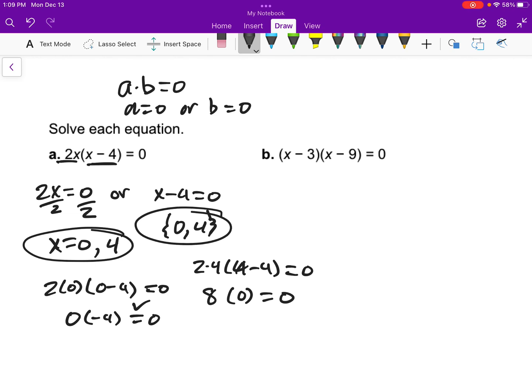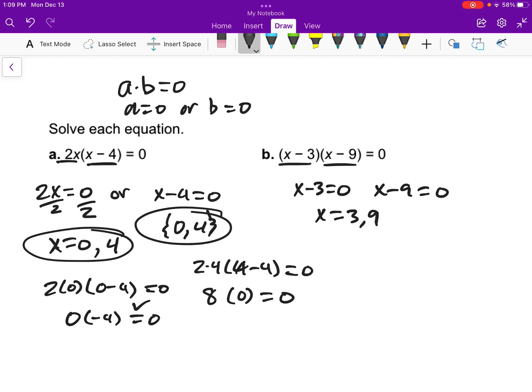Okay, let's look at this example B. So again, this one is already factored. I have x minus 3 times x minus 9 equals 0. So I'm going to set each of those equal to 0 and just solve them. This would be x equals 3. Add the 9 over, that would be x equals 9. Okay, those are the solutions to that equation.